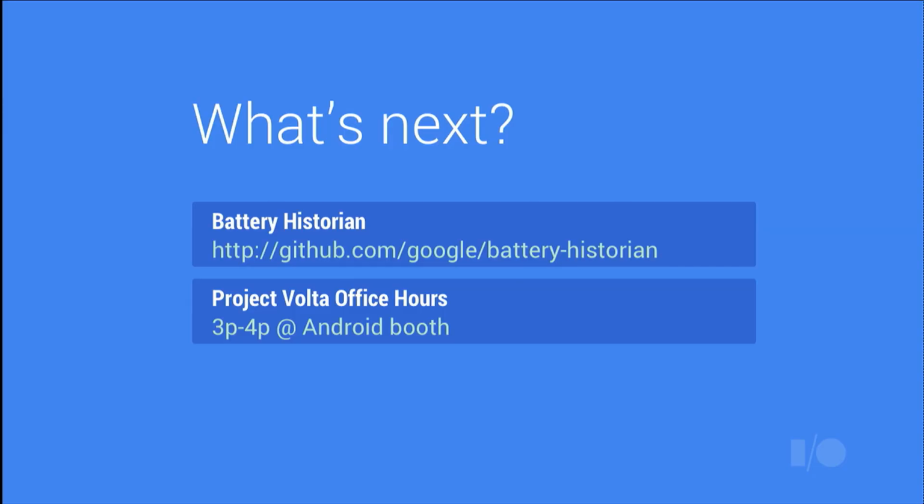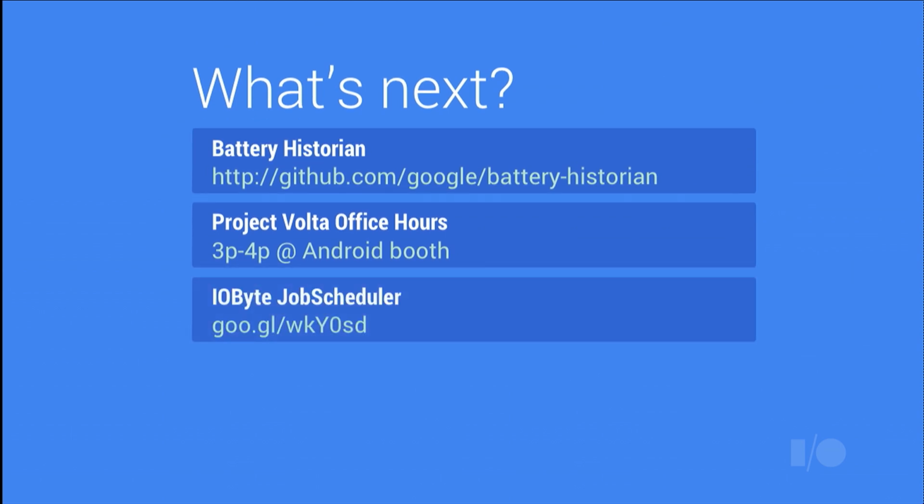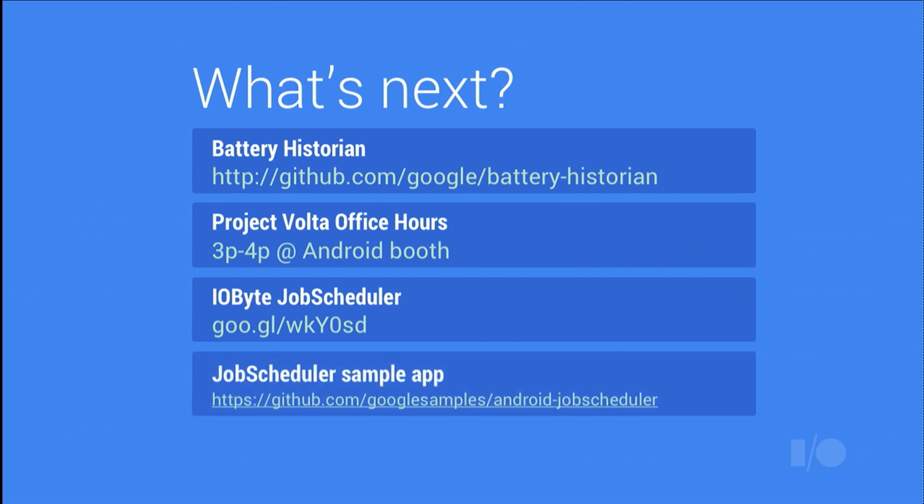Also, if you have any questions about Project Volta, JobScheduler APIs, or Battery Historian, we have office hours for Project Volta from 3 to 4 p.m. today and tomorrow at the Android sandbox booth just right outside. Yeah, and we went over the job scheduler in some detail, and there's also an IO Bytes video up on YouTube if you want to dig some more into this stuff. But if you're interested in just jumping straight into the code, we have a sample app up, which lets you set up these jobs. It gives you a really simple UI to specify the constraints that you're interested in and get the callback from the system. That's up on GitHub at Google Samples, Android Job Scheduler.